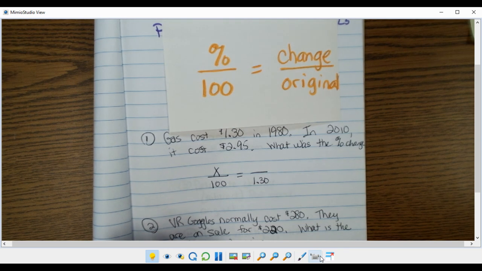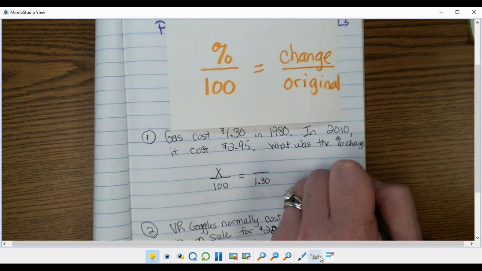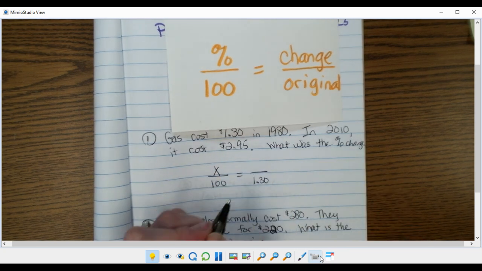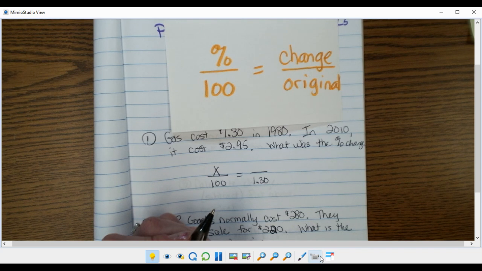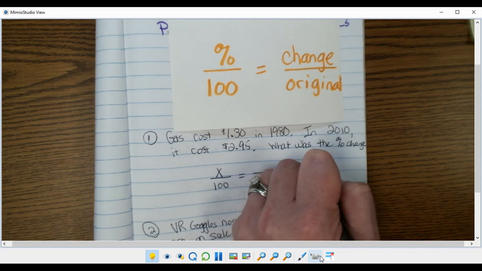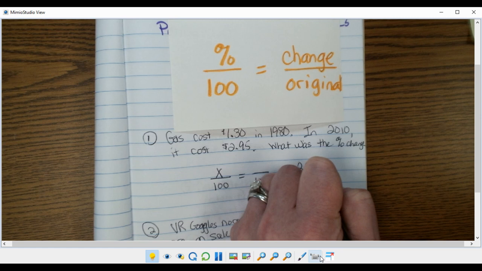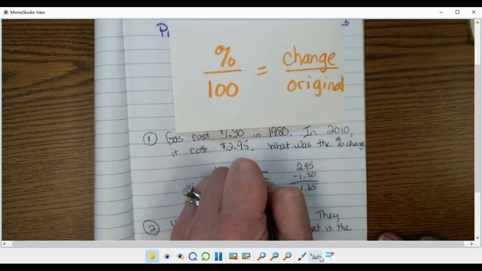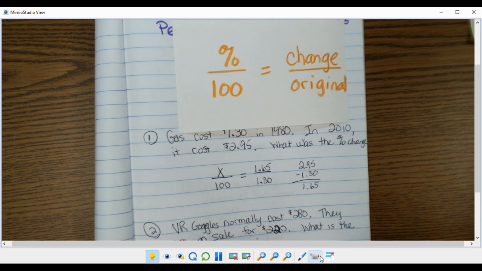Now we have to figure out how much it changed. So we're going to subtract. Some students like to do it off to the side. Some students like to do it within the problem. Whatever works best for you, do it. All right. So 295 minus 130, I get 165. Now it's going to feel weird that a lot of times these are going to be improper fractions, and that's okay. Remember, we're just setting up a relationship. All right. Now I've got a proportion.